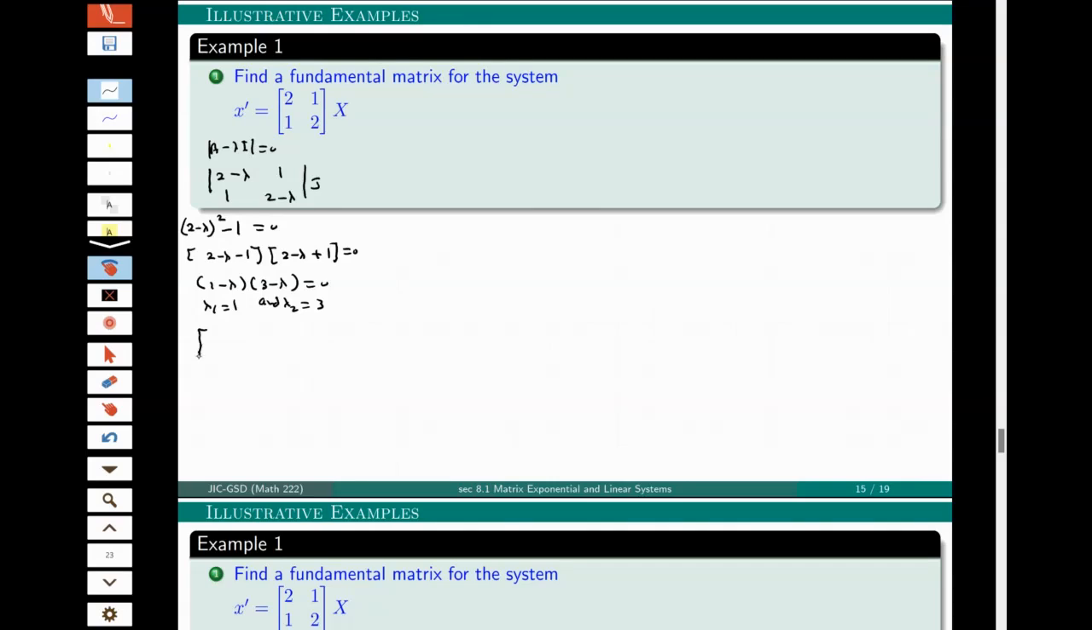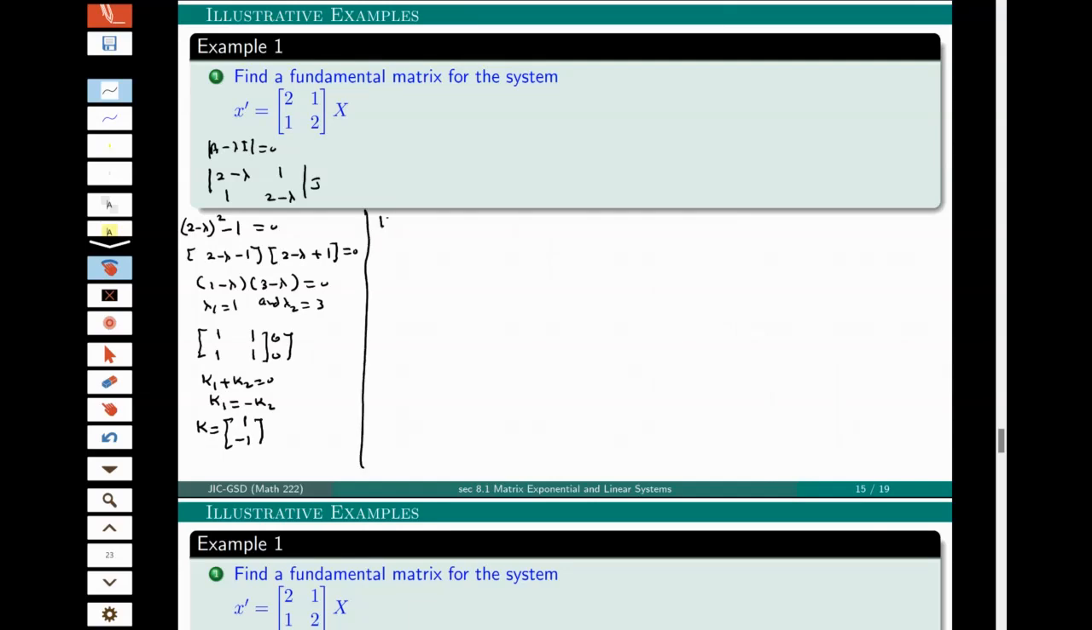So we need to solve for eigenvectors. So we will say 2 minus 1 is 1, 1 here, 1 and 1. So we actually have one equation, which is k1 plus k2 equal to 0. So k1 is negative k2. So our k will be, k2 is minus 1, k1 will be 1.